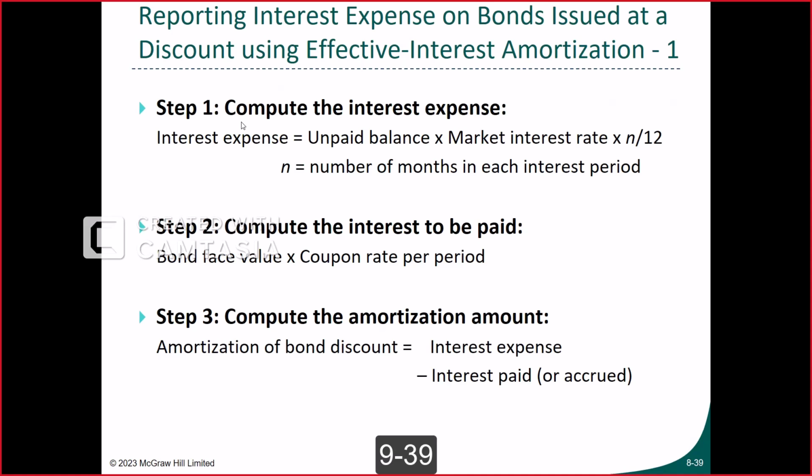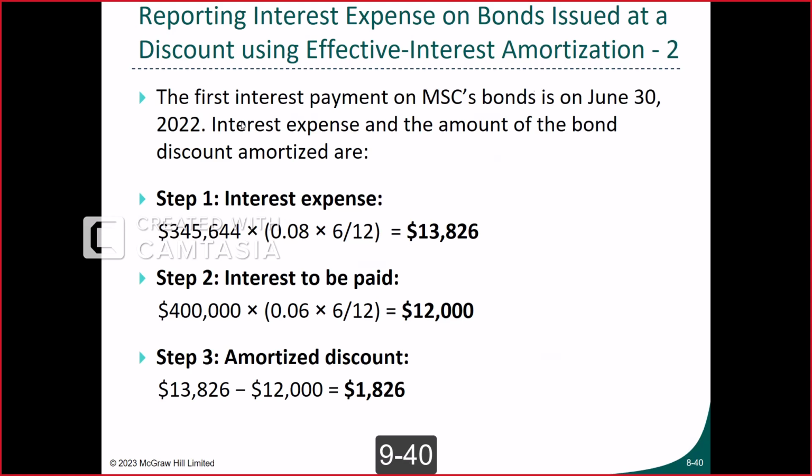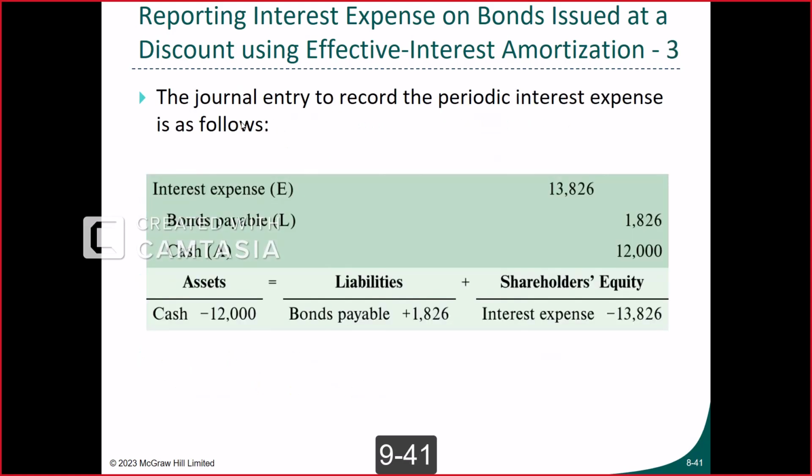How to account for the interest payment at every interest day? So first of all, compute the interest, the journal entry. Let me go to the journal entry directly, and then I will be back. This is the journal entry. Look at the structure of the journal entry. Debit interest expense, credit cash, and in the meantime, balance your journal entry with bonds payable.